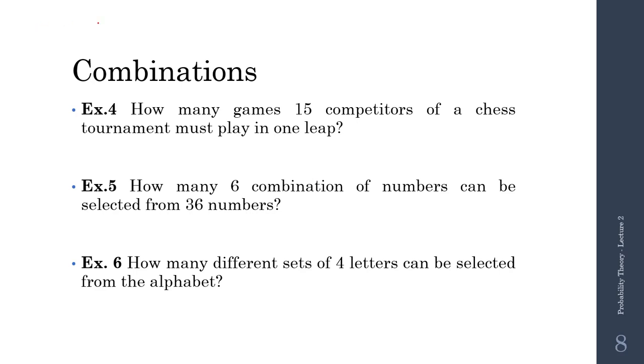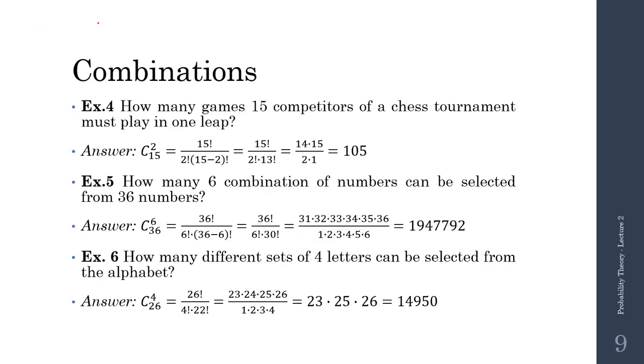Okay, we'll start from exercise 4. How many games must 15 competitors of a chess tournament play in one leg? This will be a combination of 15 competitors by 2, C(15, 2). That is 15 factorial divided by 2 factorial times (15 minus 2) factorial. And 15 minus 2 becomes 13 factorial. So 15 factorial divided by 13 factorial.